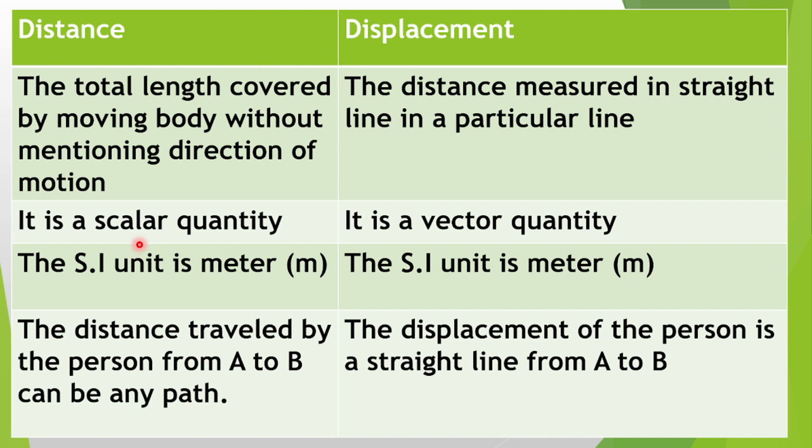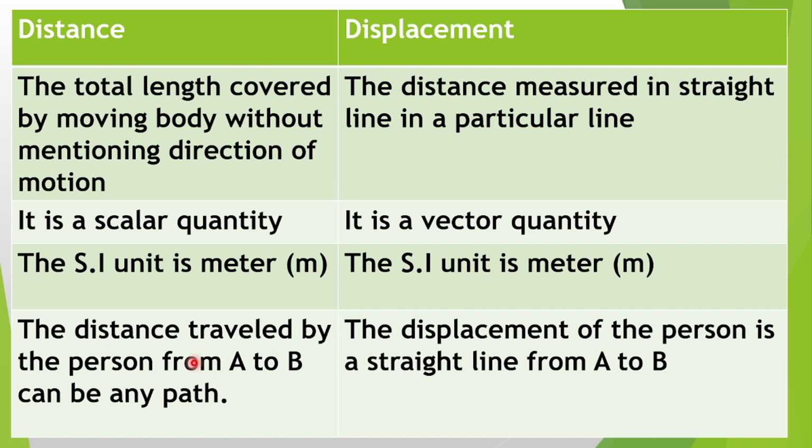Distance is a scalar quantity and displacement is a vector quantity. Scalar quantity means it has no particular direction, while vector quantity means it has a particular direction. The system international unit is the meter for distance, and the same system international unit, the meter, for displacement. So both have the same system international unit, which is the meter.